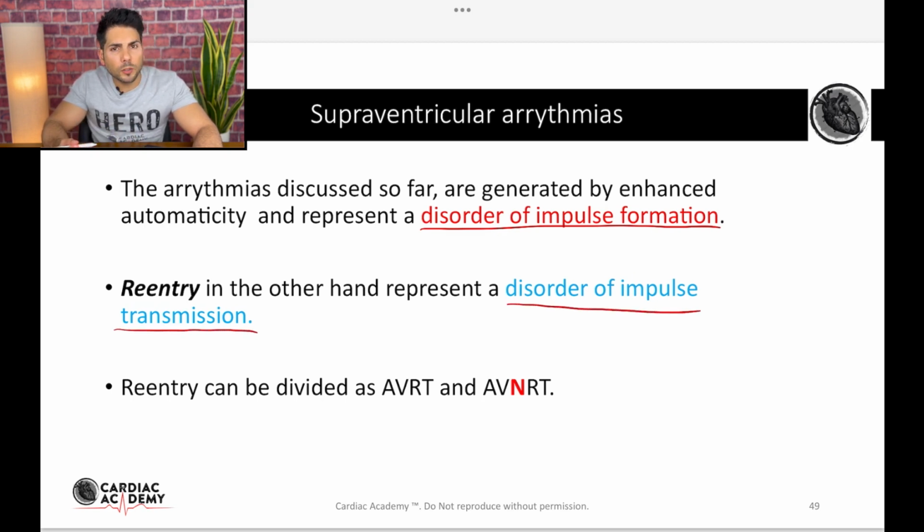Reentry can be divided into two types, AVRT and AVNRT. AVRT stands for atrioventricular reentrant tachycardia, and AVNRT is atrioventricular nodal reentrant tachycardia, okay?